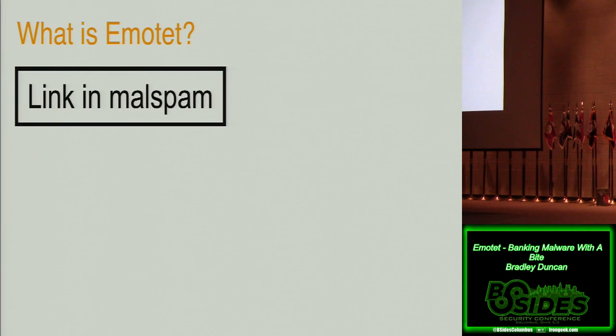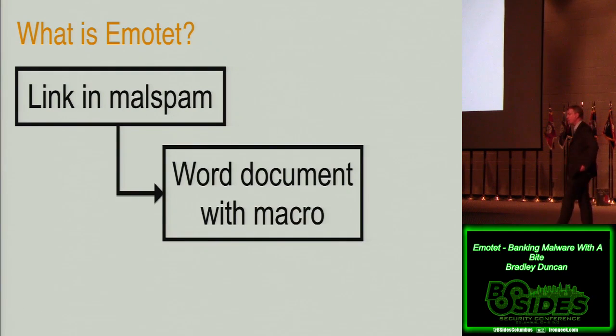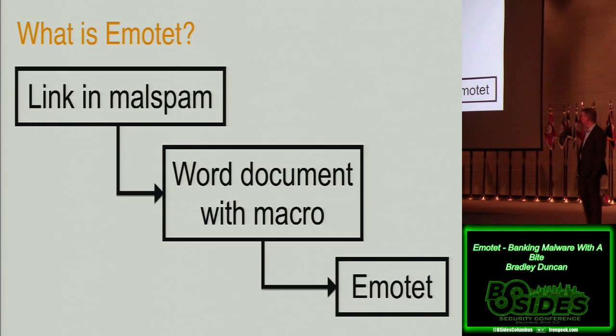So Emotet distribution is very simple. You have a link in the malspam. You click that link and you'll get a Microsoft Word document. This document will have macros. When you enable the macros, you get Emotet. It will grab the Windows executable that is Emotet, the Emotet binary, and it will use PowerShell to actually grab it, download it, and install it on your computer behind the scenes.